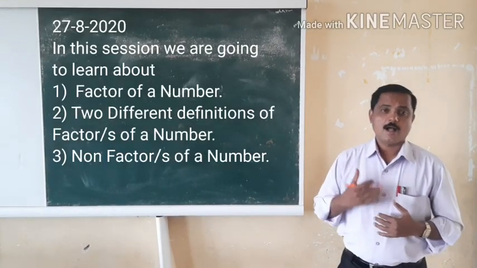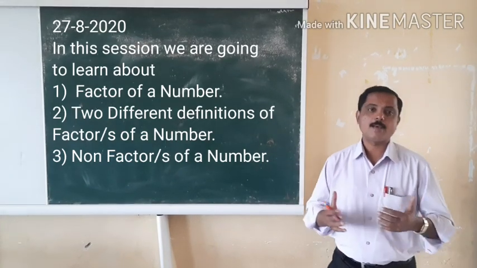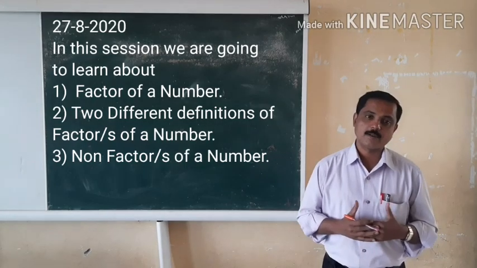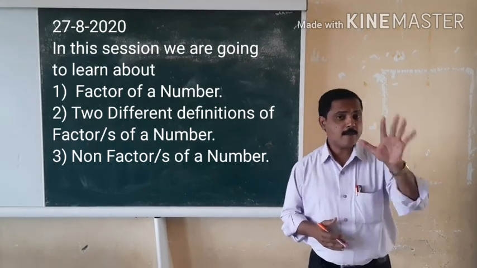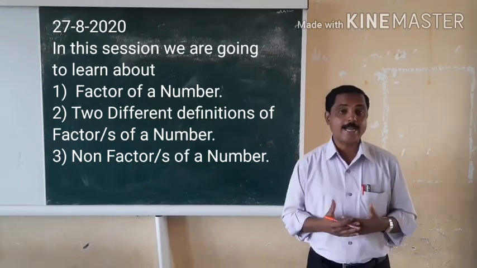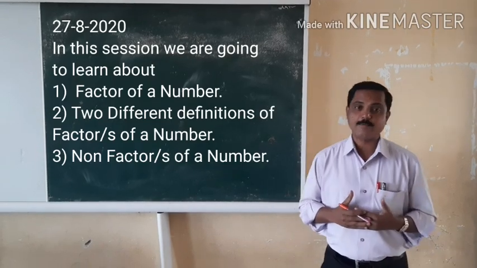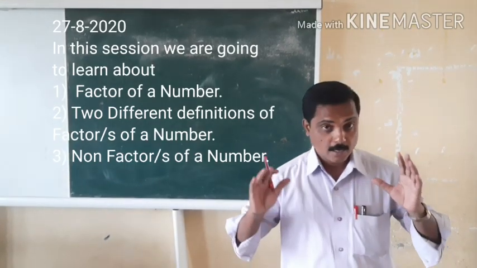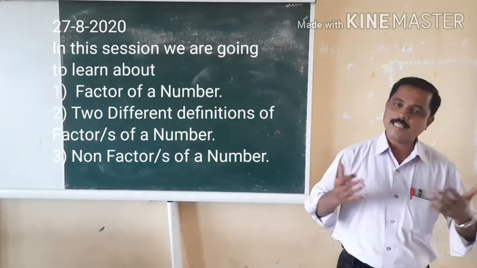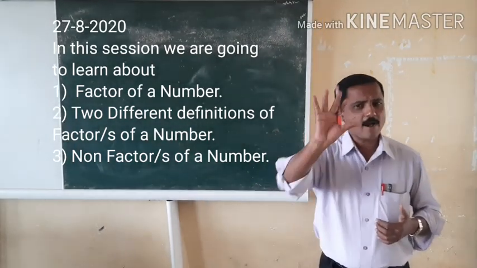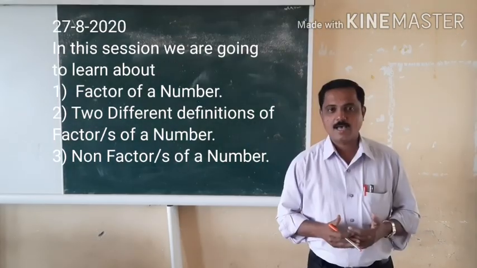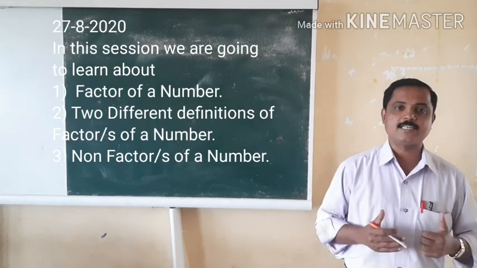So, children, I hope you have learned well about factors of a number and the examples for them, and the 5 important decisions that we can take at the end of the division. I hope today you have learned about non-factor of a number and the examples for them, and the 5 important conclusions or decisions we can take at the end of every division.